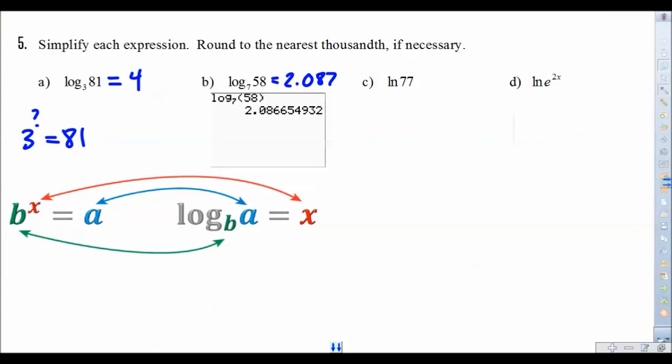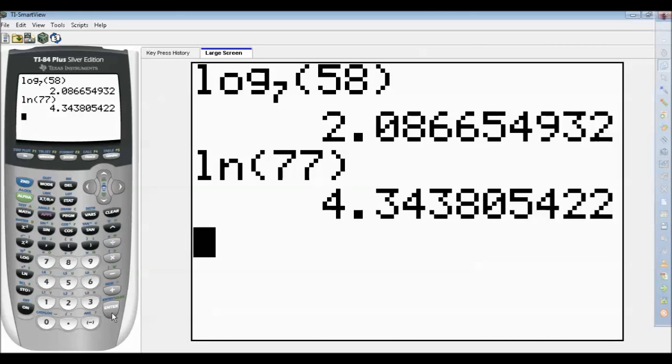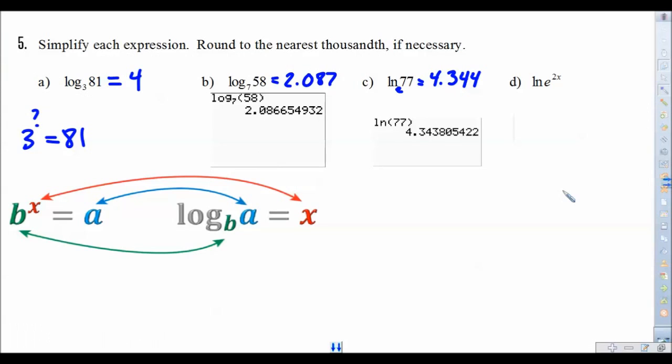Awesome. Next one. That's pure calculator work right there, folks, isn't it? Just a reminder, though, that's just an invisible base there of e. And if we're trying to figure this thing out, e to, I have no idea what power it's going to take to get us 77. So we just make the calculator do that for us. Natural log of 77. 4.349, right? Nearest thousandth. Oh, I'm sorry, 4.344, right? That 8 right there rounds it up to a 4.